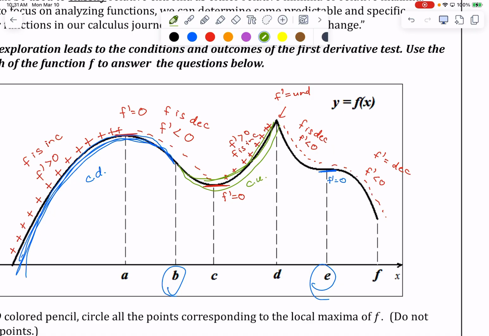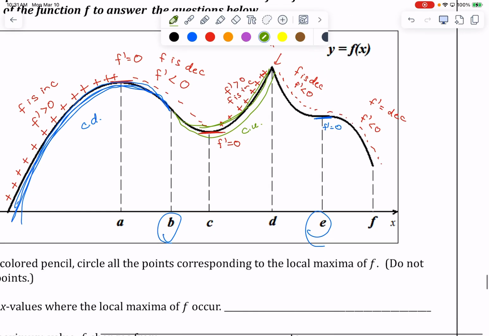What about from D to E? Curved up or curved down? From D to E. Curved up. It's curved up, so that's concave up. What about from E to F? Curved down. Very good. Now, what do you notice happens at B and E? Oh, the concavity changes.